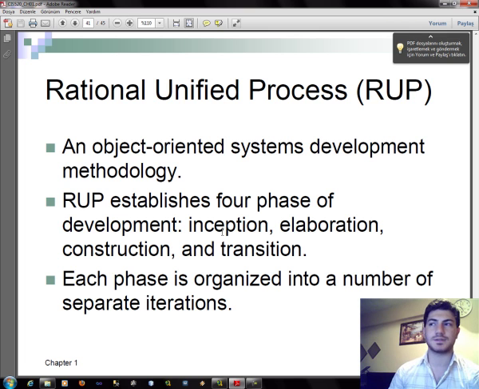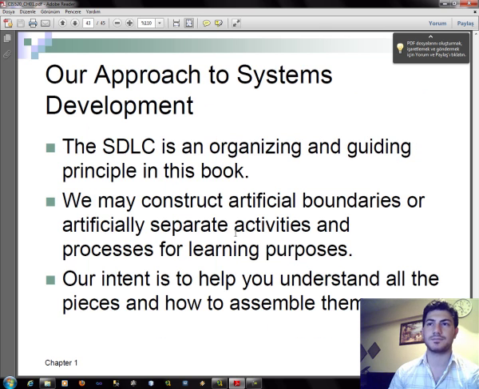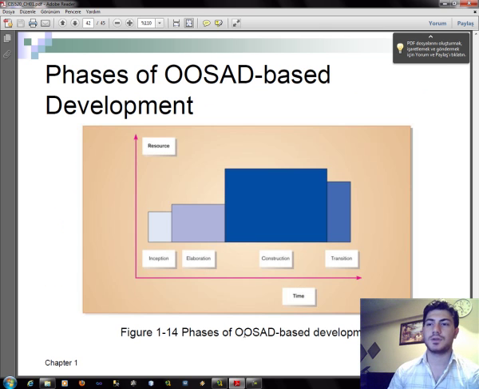Rational Unified Process, an object-oriented system development methodology. RUP, which means Rational Unified Process, establishes four phases of development: inception, elaboration, construction, and transition. Each phase is organized into a number of separate iterations. Here's a figure, phases of OOSAD-based development.